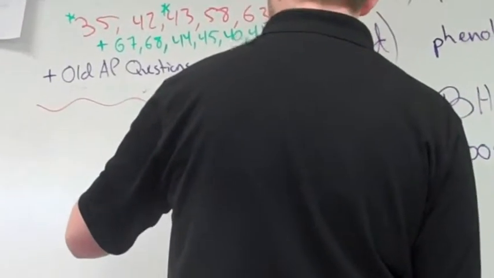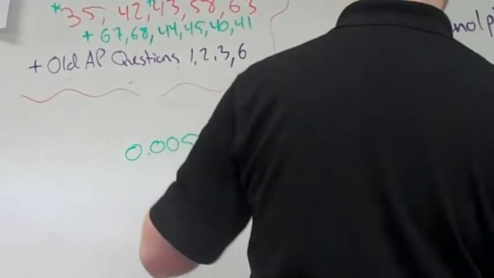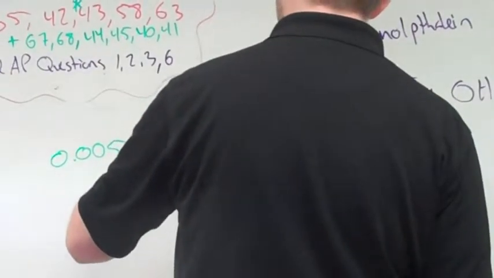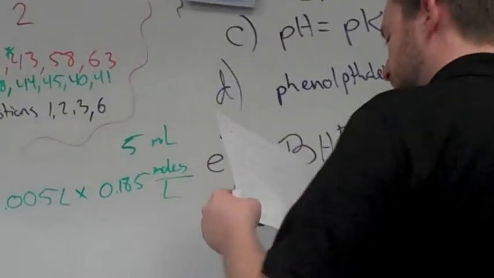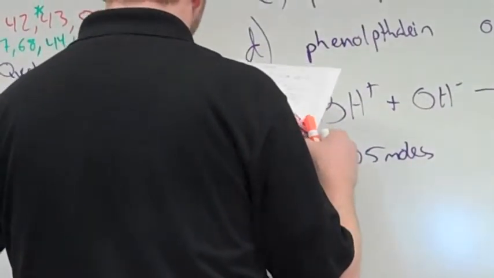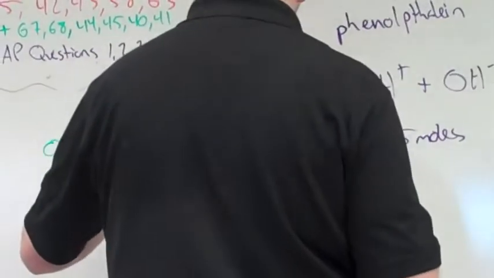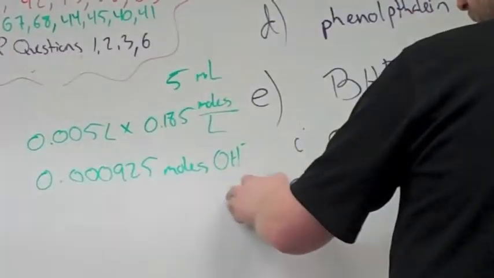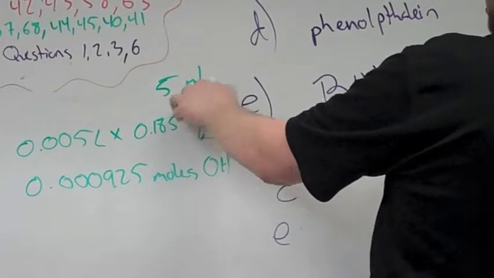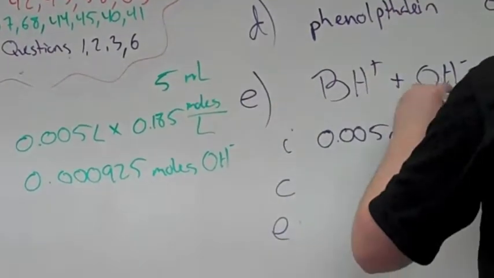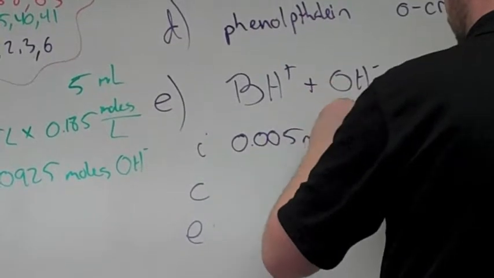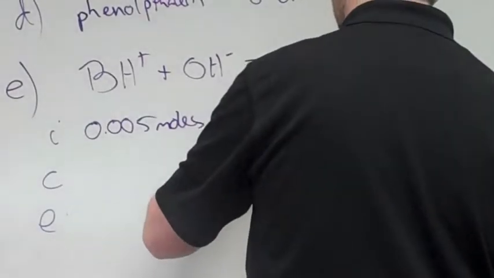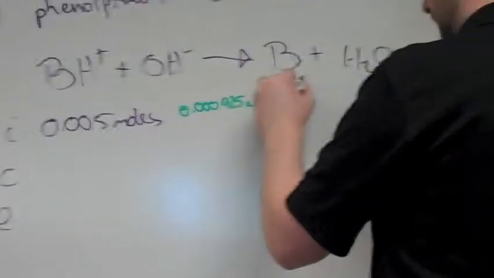The way we would do that is we take the volume, 0.005 liters, which is 5 milliliters, times the concentration of the base, which is 0.185 moles per liter, and we see that comes out to be 0.000925 moles of hydroxide. So that is what we're really doing when we add 5 milliliters of the base to the solution. We're adding this many moles of hydroxide. I didn't write this big enough, so we'll write it here in a different colored pen: 0.000925 moles of hydroxide.